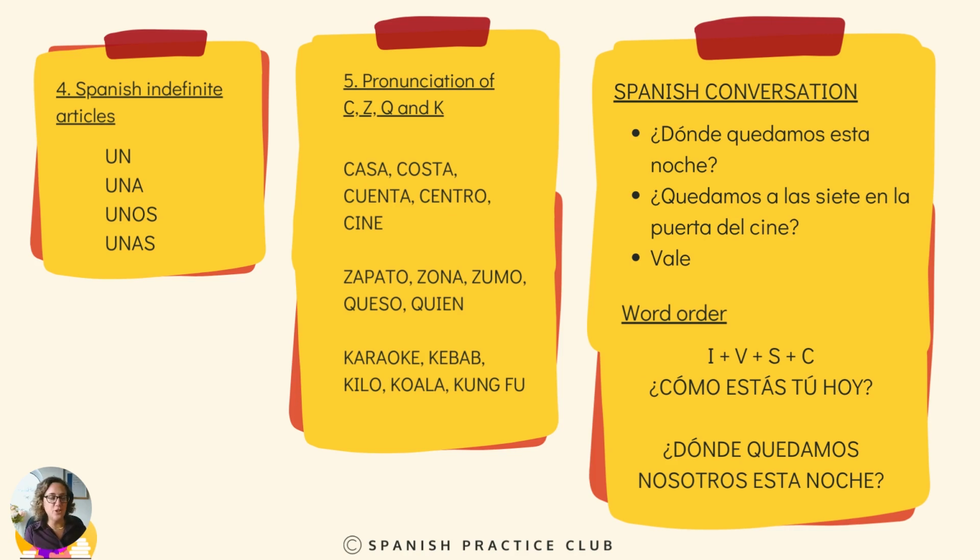In Spanish conversation, we have learned the basics and the basic questions that we need to ask to arrange a meeting with friends. ¿Dónde quedamos esta noche? Quedamos a las 7 en la puerta del cine. O vale, which is one of the expressions that we use in Spanish to agree on something.